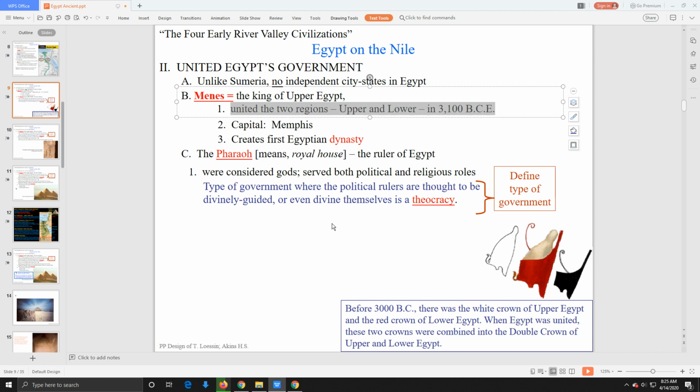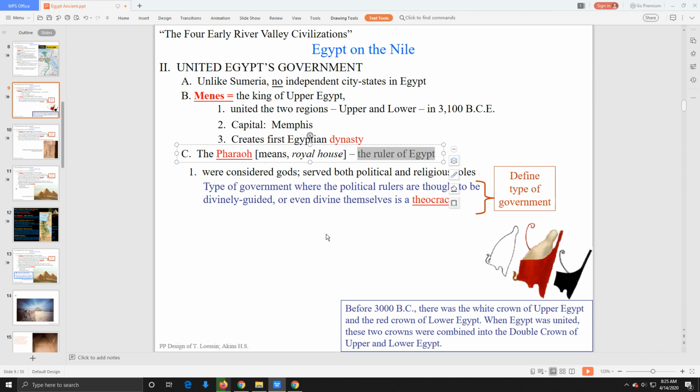And when Menes becomes pharaoh of the area, we have to write down what the word pharaoh is for. So we're going to write down pharaoh, equal sign, the ruler of Egypt. So 3, pharaoh, equal sign, the ruler of Egypt. Pharaoh is someone who's just the ruler of Egypt. And the pharaoh was considered to be a god.